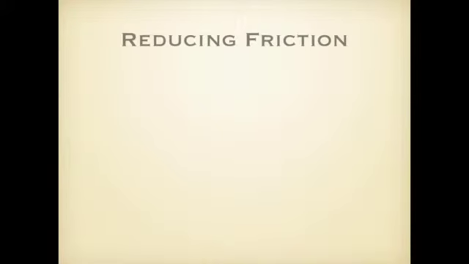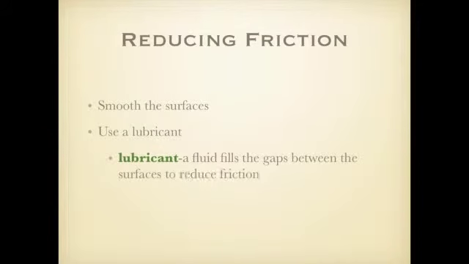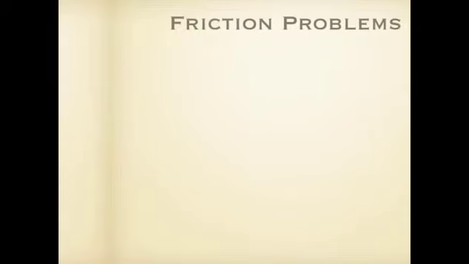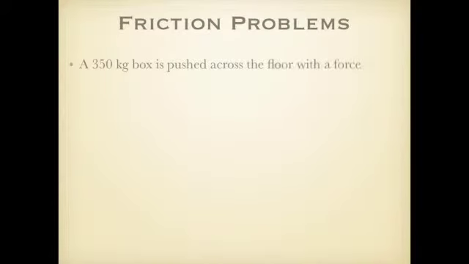So how can we reduce friction? We can reduce static or kinetic friction by smoothing the surfaces, or you could use a lubricant. A lubricant is a fluid that fills the gaps between the surfaces, thereby reducing the friction. One more term that you need to know is the word frictionless, which just means there's no friction. Now that you know all that, let's work some problems with friction in them. Write down all of this information.